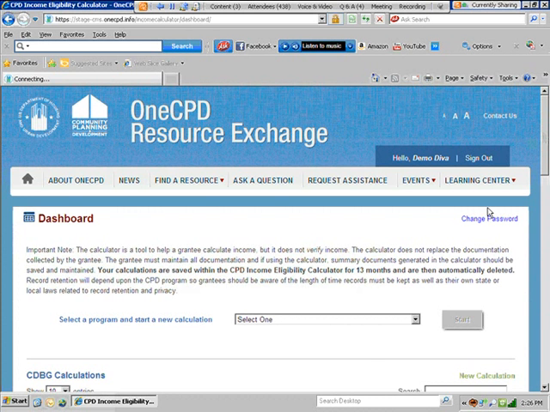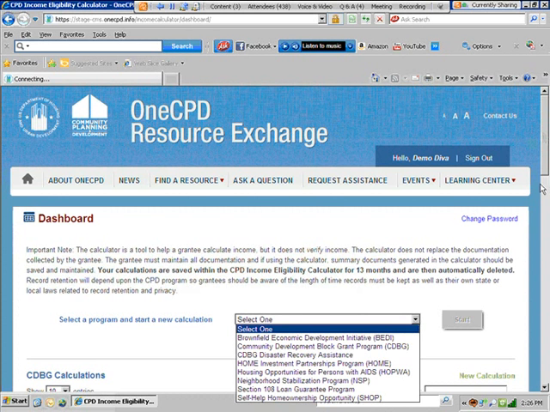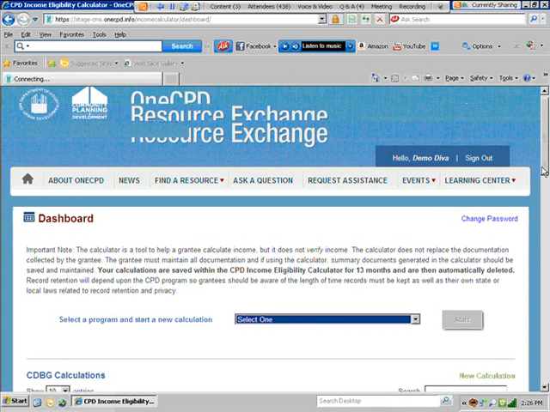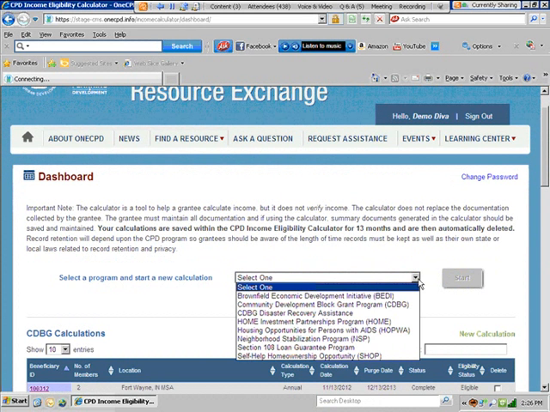And can folks see my screen now? I could also provide you, if we were going to start a new calculation, hopefully you can see this, I could drop down and those are the programs that are covered in the calculator so far.